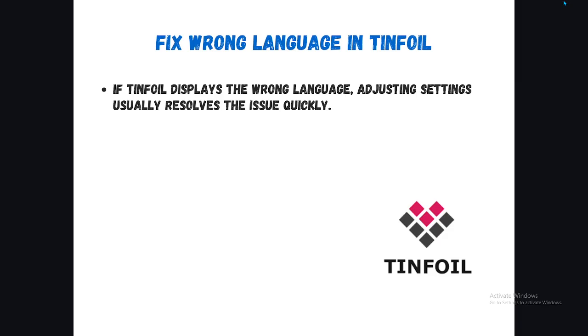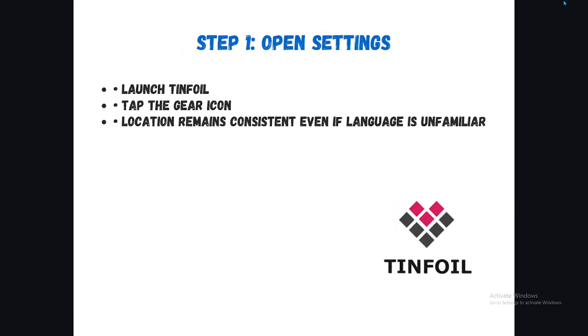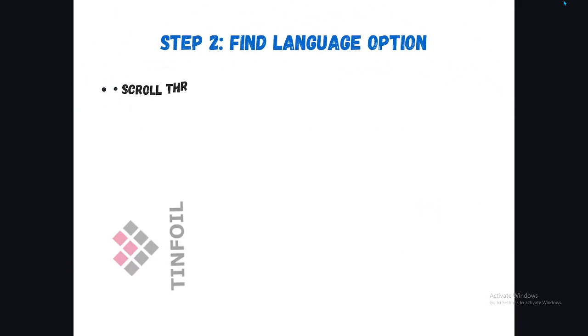First, open Tinfoil and go to the Settings menu. This is usually represented by a gear icon. Even if the language is wrong, the gear icon is usually in the same spot. Next, scroll through Settings and find the language option.